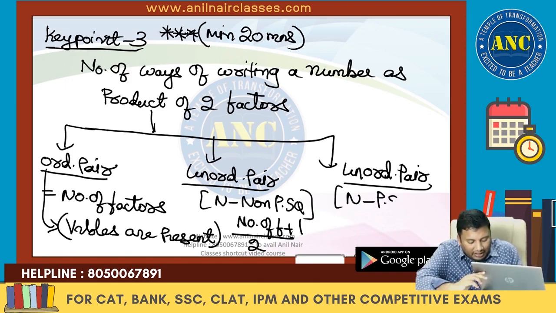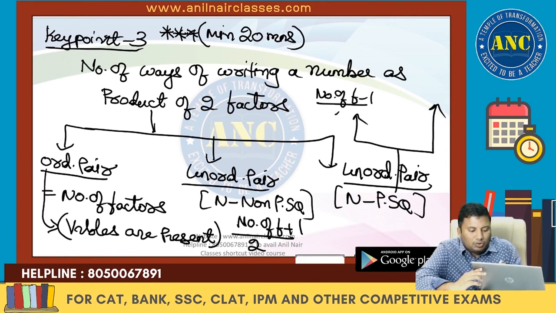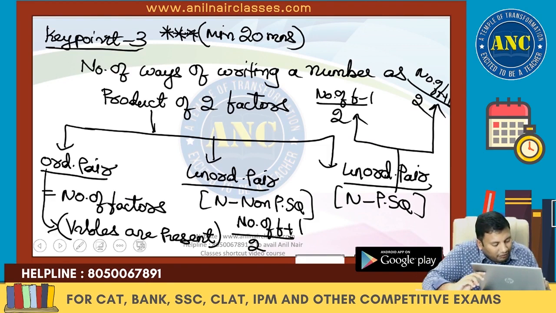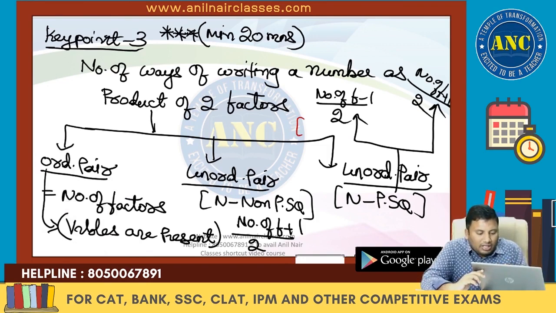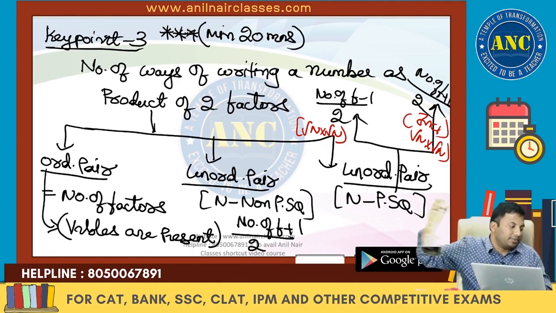If it is a perfect square, two cases. Number of factors minus 1 by 2 and number of factors plus 1 by 2. This is excluding root n into root n. This is including root n into root n. I hope you all know this concept. Almost half an hour to 40 minutes we have discussed.